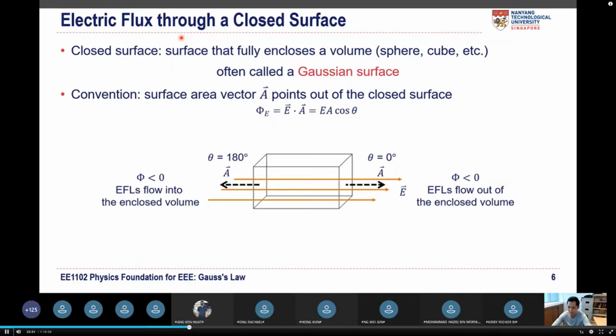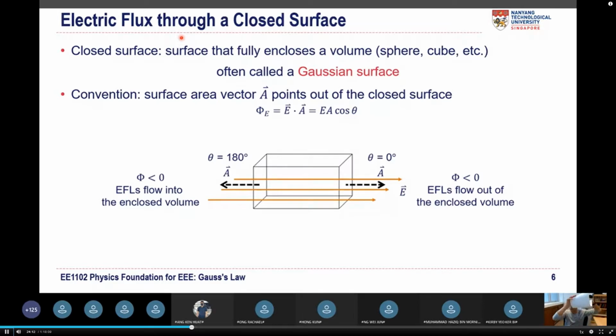But if I just have, let's say, this piece of paper, this is a surface. That's a two-dimensional surface, but it doesn't close anything. So it is not a closed surface. So you need to be able to distinguish between a closed surface and a not closed surface.